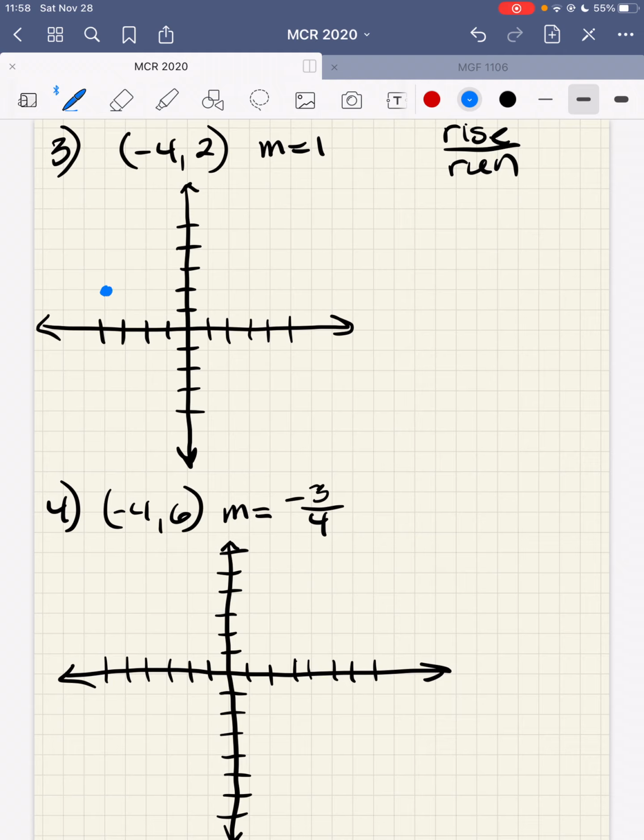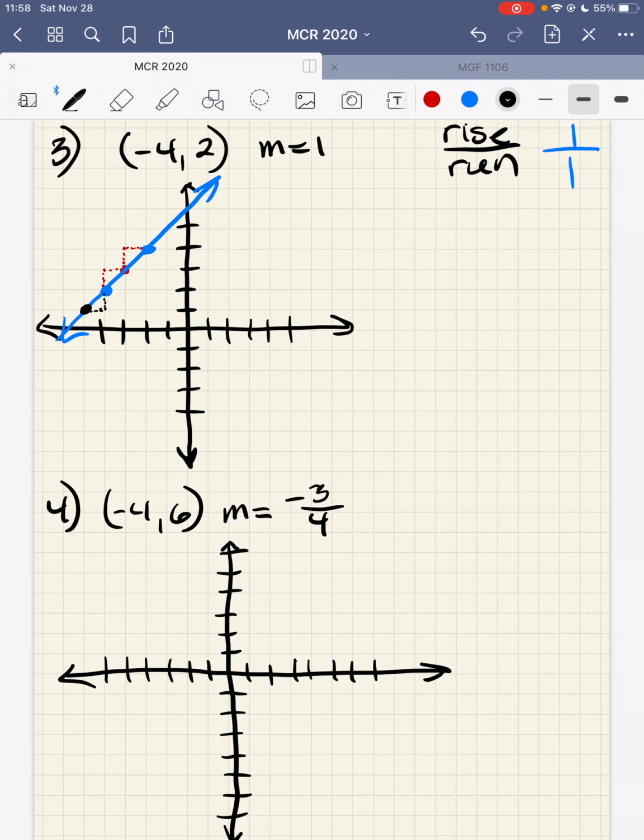So I'm starting from that point. Now my slope is 1. I want to make it so it's rise over run. If we have a whole number, we just put it over 1. So this means from this point, I'm going to go up 1 and to the right 1. I can continue to do this if I so desire to get a third point. And my line looks like this. Also from my original point, I could go down 1 and to the left 1, and I should end up on the same line, and I do.